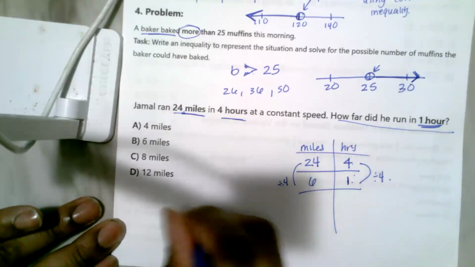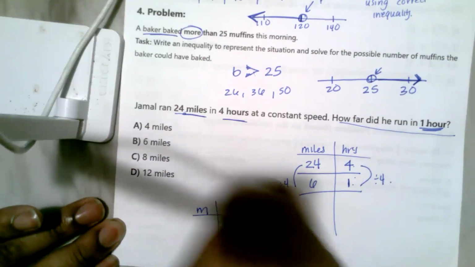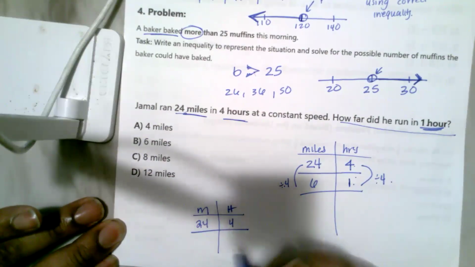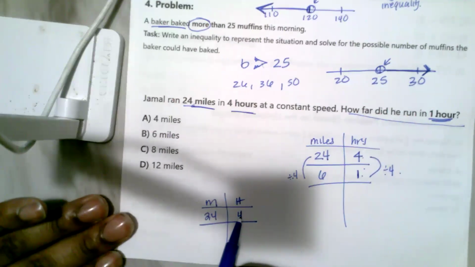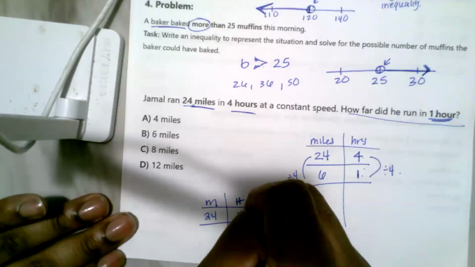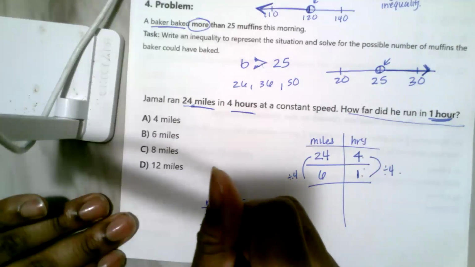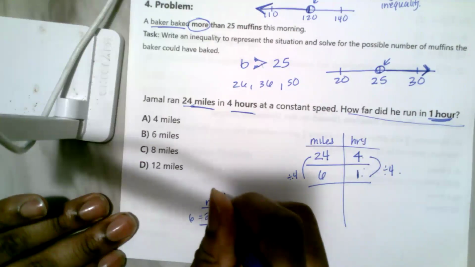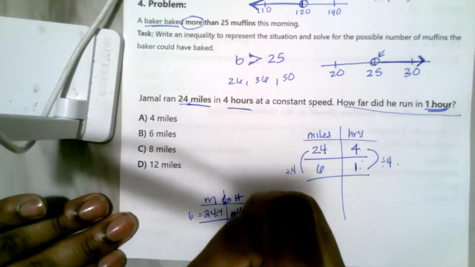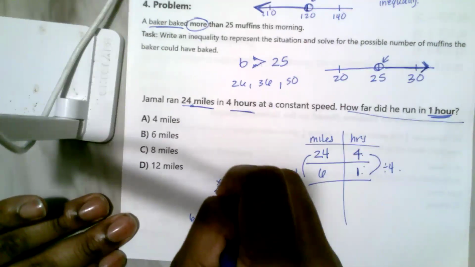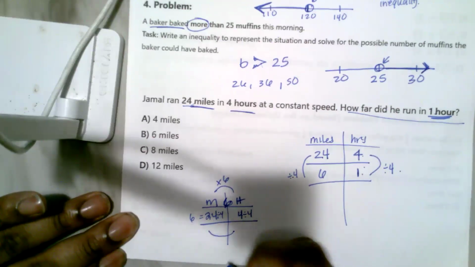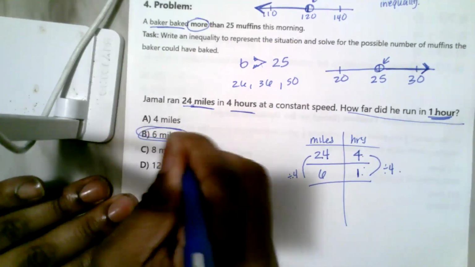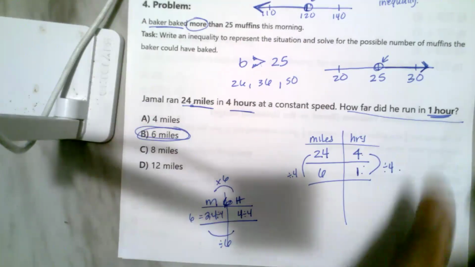Another way to look at it is miles and hours, 24 and 4. If you want to figure out for 1 hour, you just divide it by itself. And 24 divided by 4 equals 6. And that lets you know the unit rate. So to get from hours to miles, you multiply by 6. And to get from miles to hours, you divide by 6. So the answer is 6.